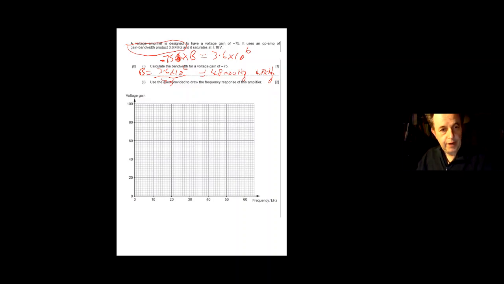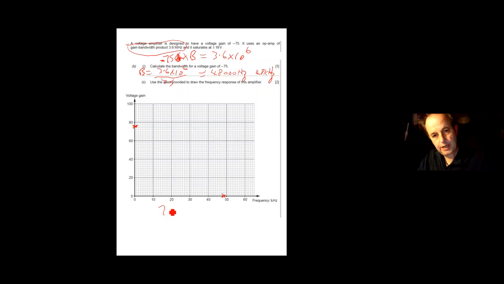The gain is -75. Now notice there's no minus value on here. Characteristics, bandwidth for amplifiers, they always have a voltage gain. It's never negative, it's always positive. So I'm going to go 75, so the 75 will be about there. A point I know is that 48 kilohertz will be there, and it will be 70% of what it should be. So it should be 75.